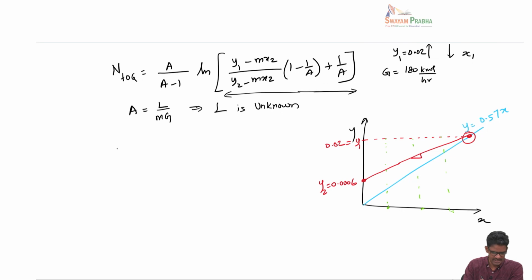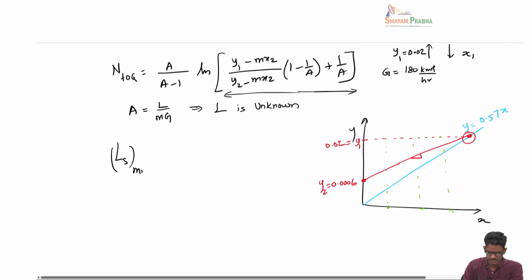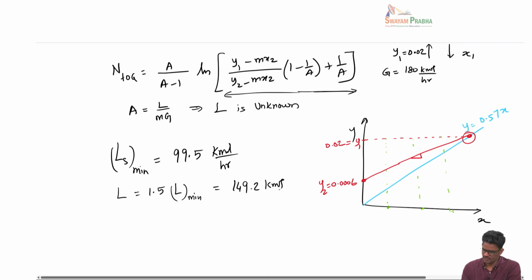And LS minimum is actually straightforward for you, right? I mean, you have already done this, how to calculate LS minimum. So I will directly give the results, but you can do a mass balance and you can find this out. So you will see the LS minimum comes out to be something like 99.5 kilomole per hour. Okay, and then I'll say my L is 50% more than L minimum, which is basically 149.2 kilomole per hour.